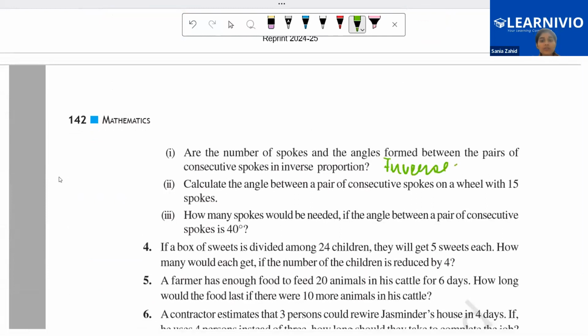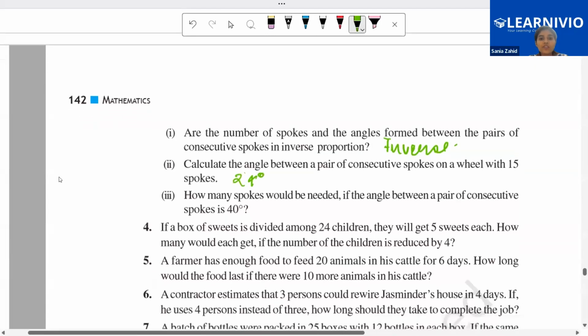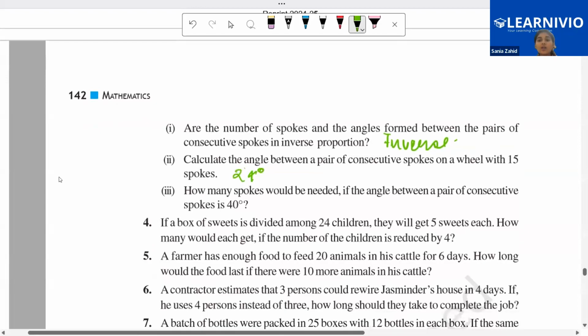Calculate the angle between a pair of consecutive spokes on a wheel with 15 spokes. Tell me, for 15 spokes, what is the angle? How do you calculate? 360 by 15. Now, what's the answer for 360 by 15? 24. Okay, 24 degrees. Then how many spokes would be needed if the angle between a pair of consecutive spokes is 40 degrees? Okay, now they're asking you the number of spokes if the angle is given to you.